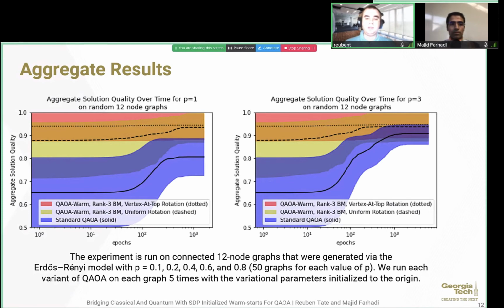We have 3 different colored regions, each corresponding to different variants of QAOA. The red region corresponds to vertex at top rotations with rank 3, the yellow region corresponds to uniform rotations with rank 3, and the blue region is the standard QAOA. Note that some regions overlap. On average, we see that QAOA-Warm in red and yellow outperforms standard QAOA in blue, and even more so with the lower circuit depth on the left.